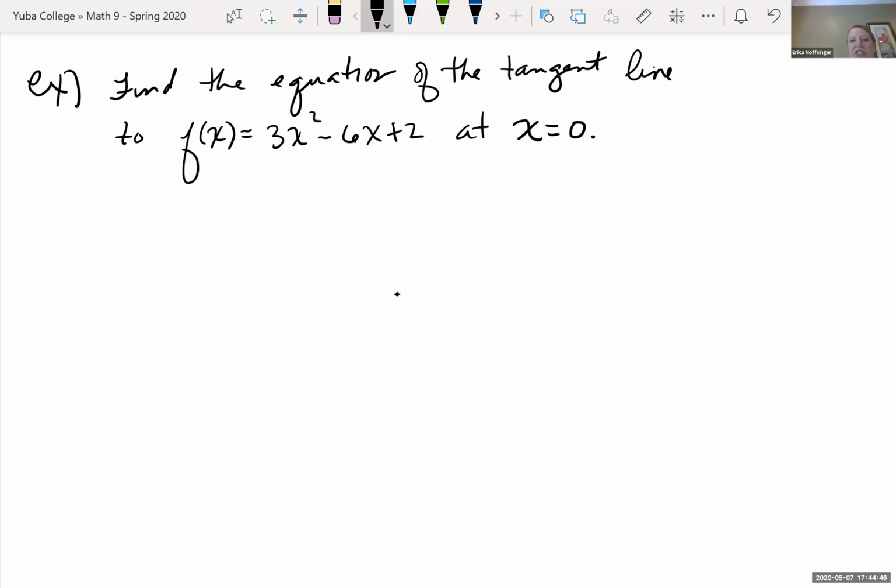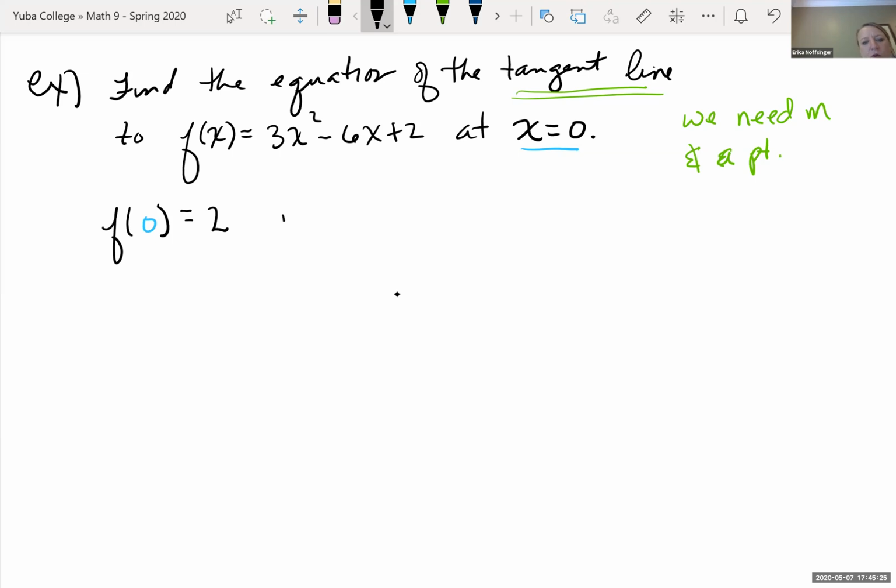Okay, so to find the equation of a line, or a tangent line in this case, we need our slope and we need a point. So what's my point? We can find our point by plugging this value 0 back into the original. And so if we looked at f of 0, this would equal, well, plugging in 0, that's going to get rid of the first two terms and just leave us with a constant of 2. So we have a point at 0, 2.